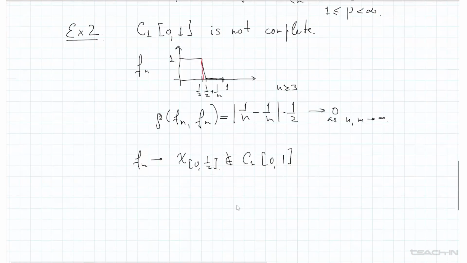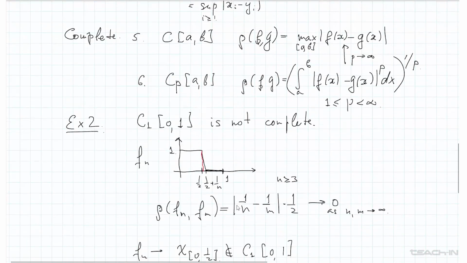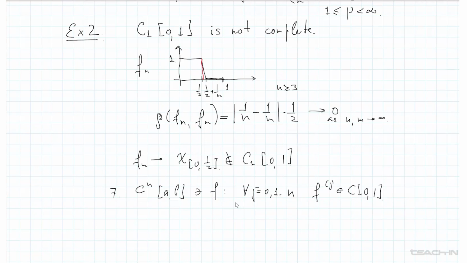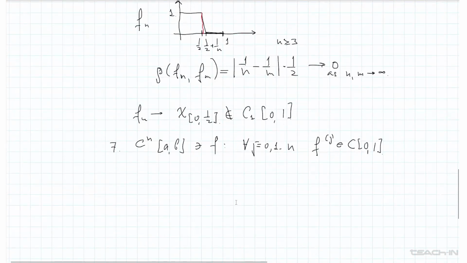Then, example 7, I consider C^n here. The index up for these spaces is for the smoothness, and the index down is for the integral parameter. So it is the set of functions such that for j equals 0, 1, ..., n, all these derivatives are continuous. What metric can we consider in this space?